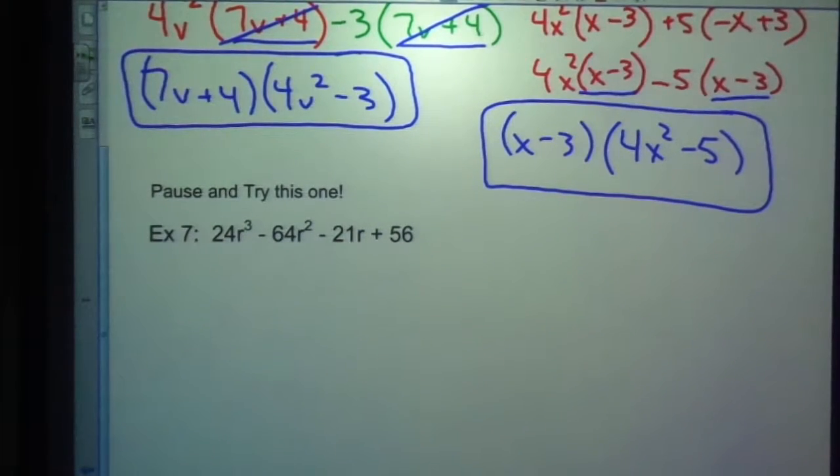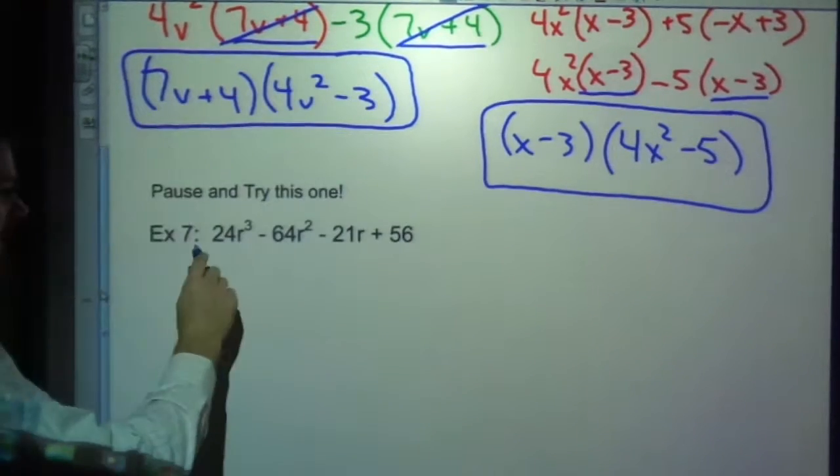Okay, you try this one. Go ahead and pause and try. And here I go to finish it off. This is the last problem of the day.